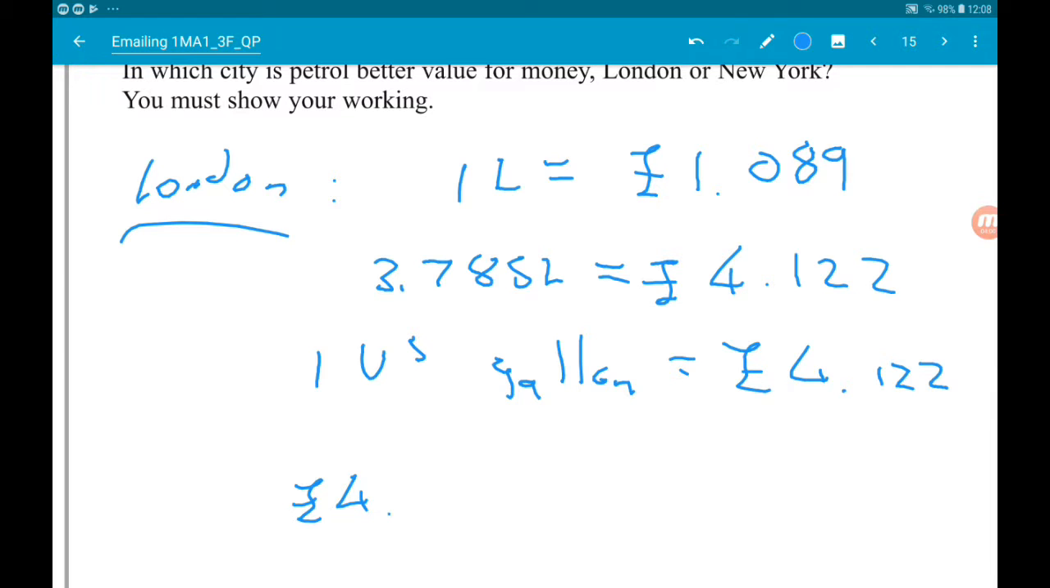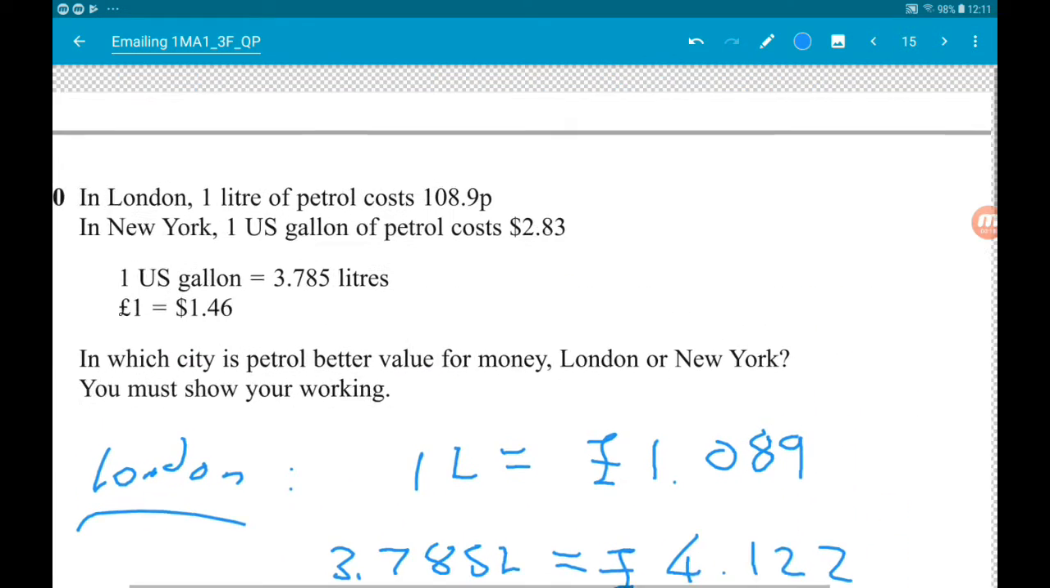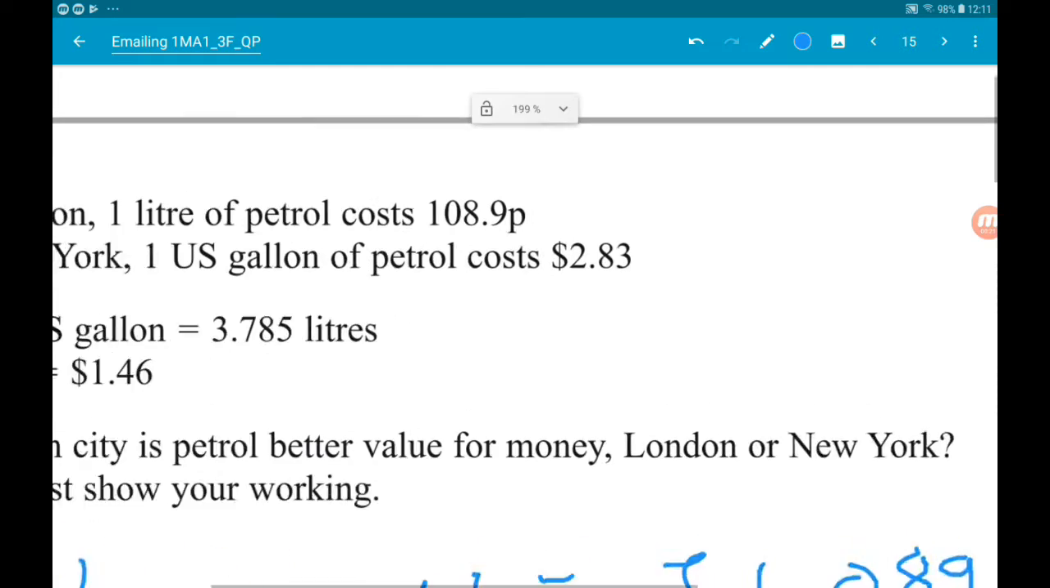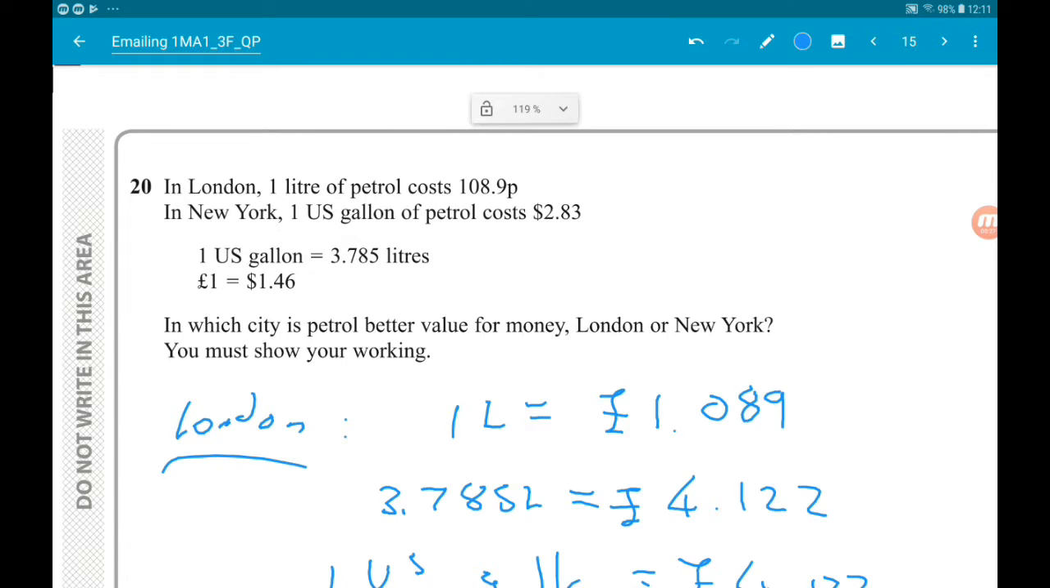So we're going to do 4.122 times 1.46. Now that gives us $6.02. So that's the cost of 1 US gallon in London. In New York, it cost $2.83. So New York is cheaper.